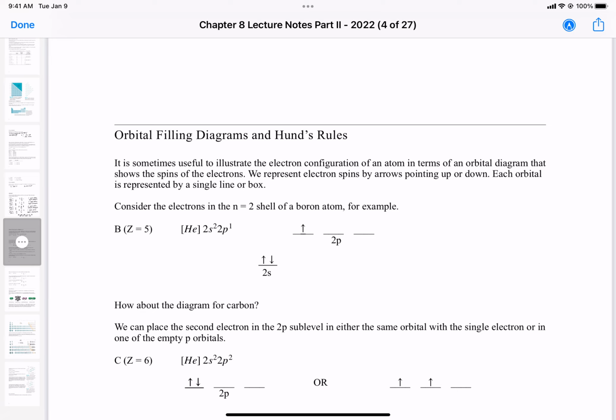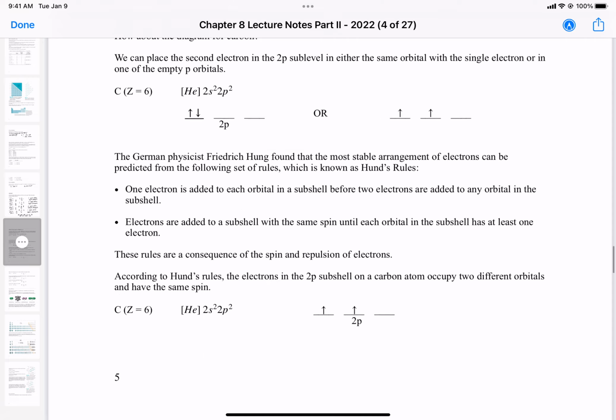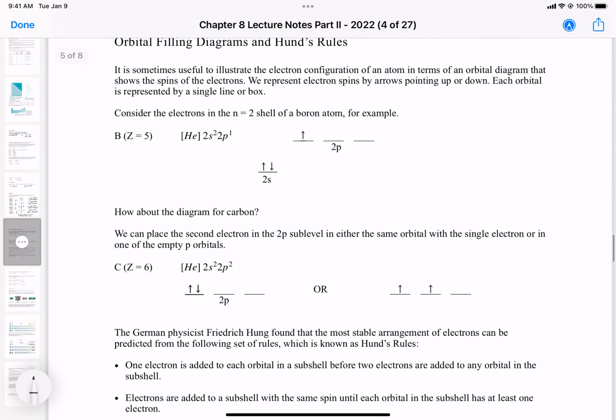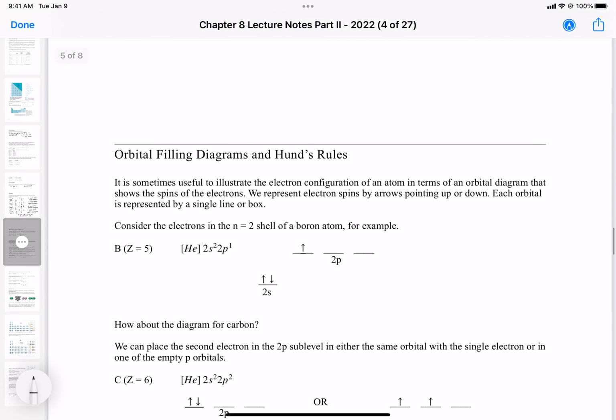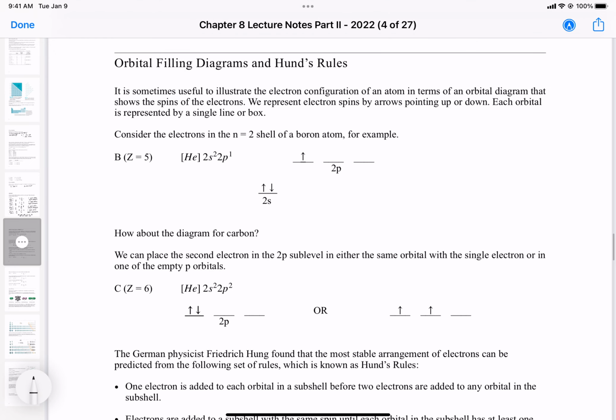So sometimes it's useful to illustrate these configuration diagrams in an orbital diagram so we can see the relative energy levels of the 2s and 2p. I guess I didn't put that diagram in here. Okay. So how we fill out these diagrams is that each diagram shows the spin of the electrons. So remember, each electron can only be spin up and spin down. So we should only fill 2 arrows of opposite spins in each of these spaces here that represents the orbitals.